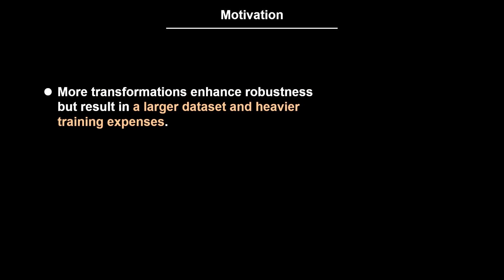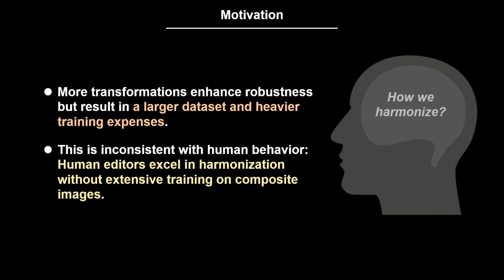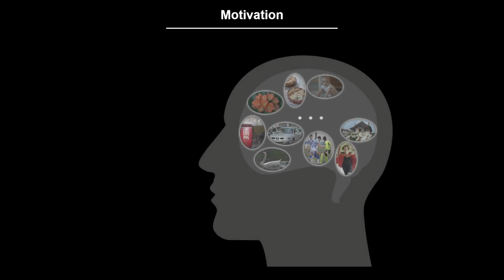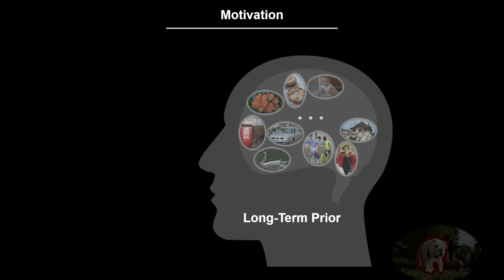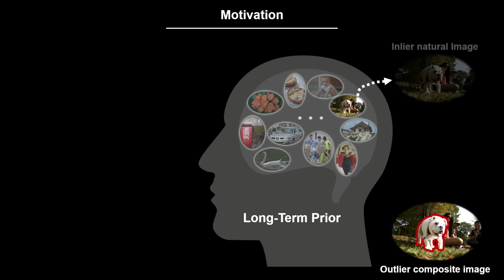training expenses. In our work, we challenge the conventional heavy training approach, asserting its inconsistency with human behavior. Human editors excel in harmonization without extensive training on composite images. Over our lifetime, we've internalized the distribution of natural or real images, forming what we term the human long-term prior. A composite image, in essence, represents an outlier to this prior.